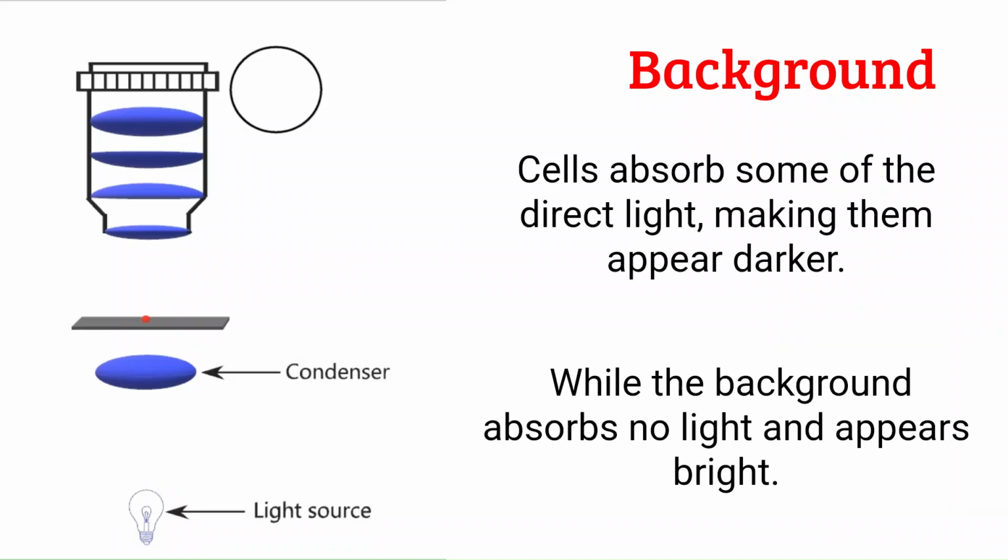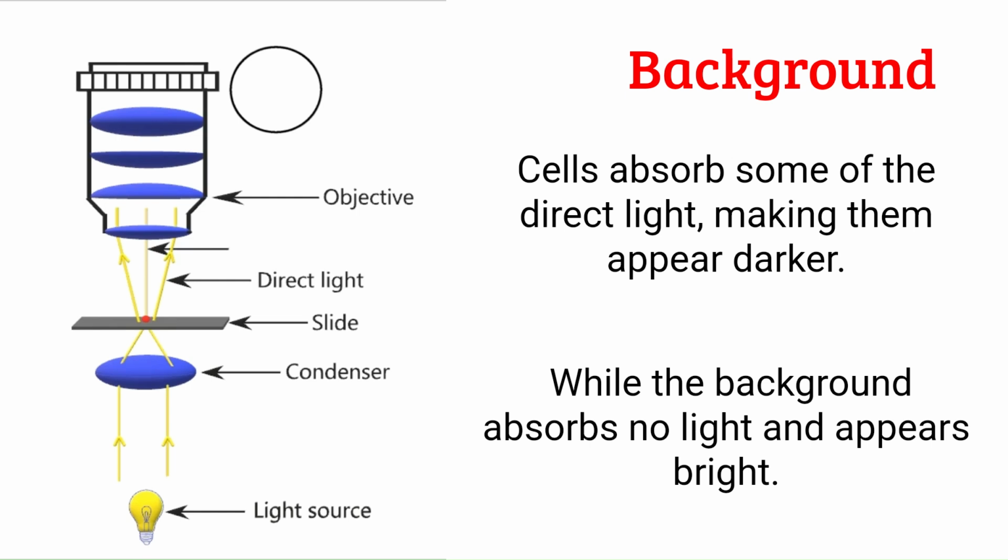Here, cells absorb some of the direct light, making them appear darker. Because the light that reaches our eyes has decreased intensity, while the background absorbs no light and appears bright. So when we place our eyes on an eyepiece, the cell looks dark and the background looks bright.